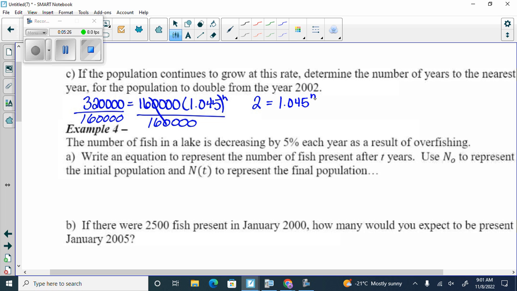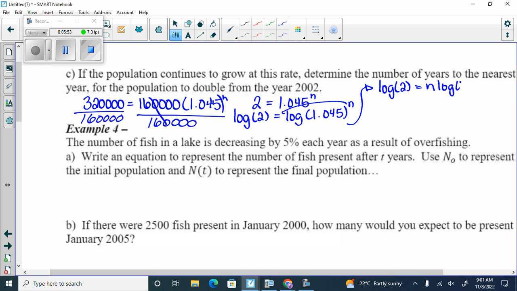I can't make common base. I could do y1, y2, but I'm going to practice log base 10 both sides, which I can just write as log 2. I don't have to write the base 10. Log 1.045 to the n, and then the n drops in front using power rule, which we haven't even learned yet, but we're super troopers, so we're good. We get log base 10 of 2 equals n log 1.045. And divide by log 1.045.